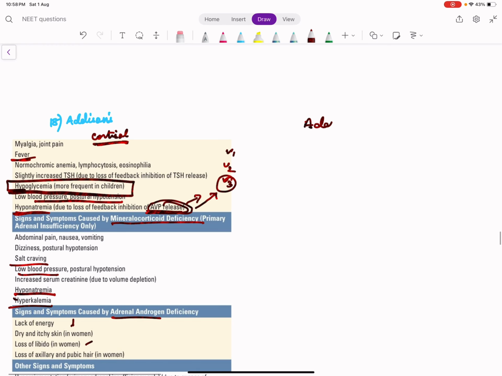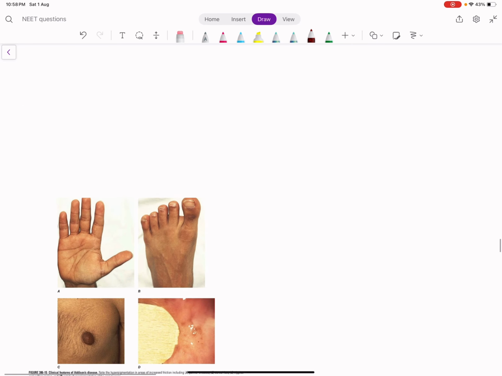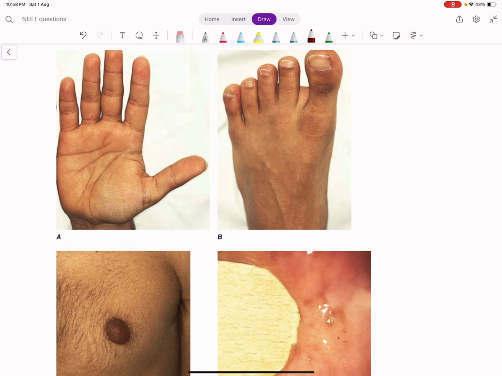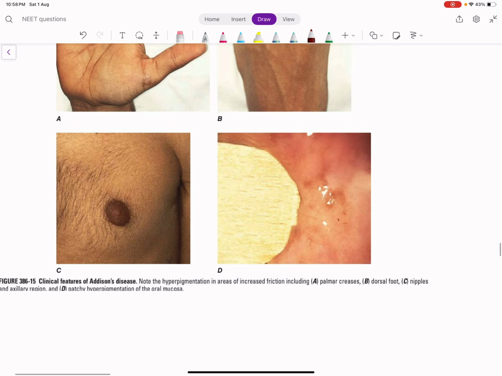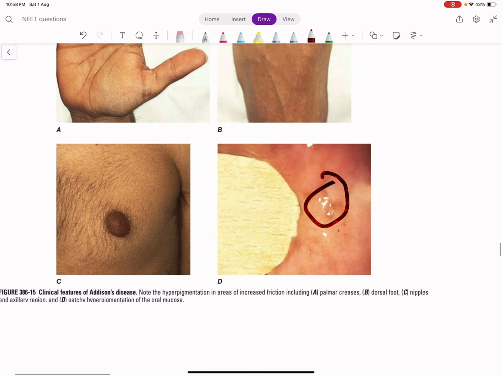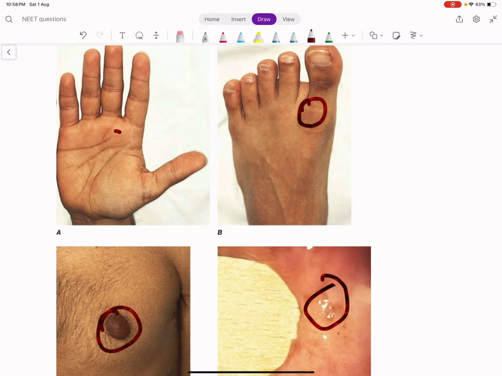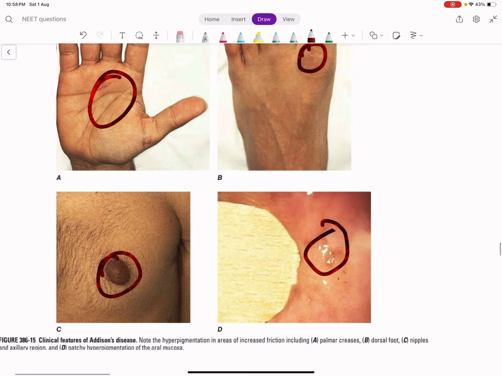Addison's can present with Addison's crisis, it's an emergency. So can you make out what clue is given here? There is hyperpigmentation: oral hyperpigmentation, nipple hyperpigmentation, hyperpigmentation of the hands. There can be facial hyperpigmentation.